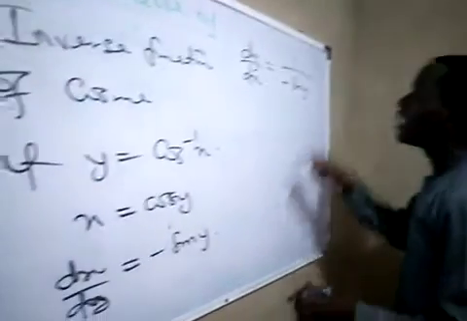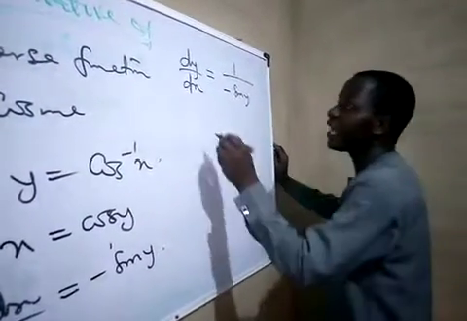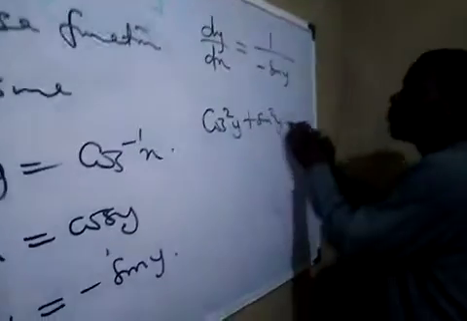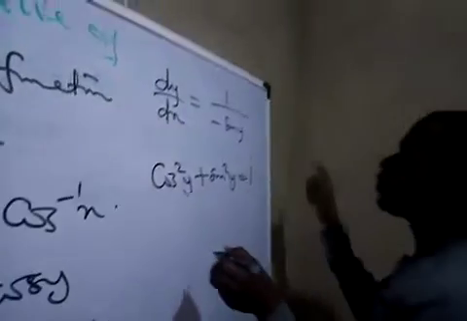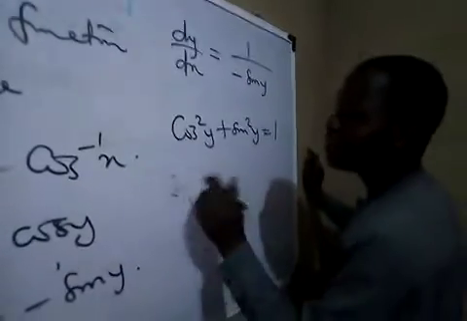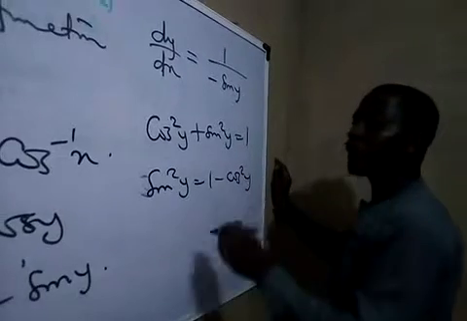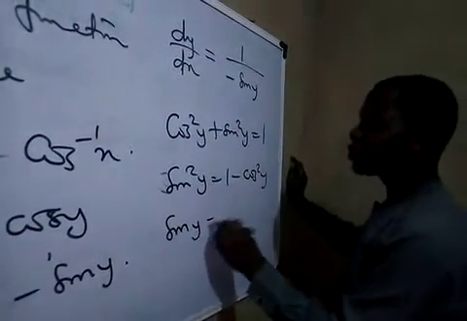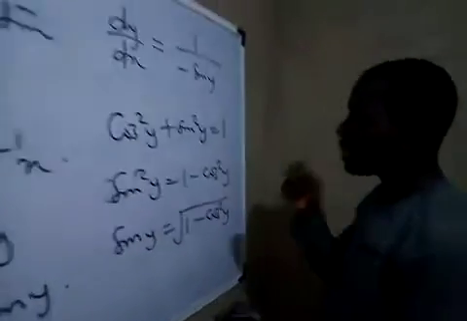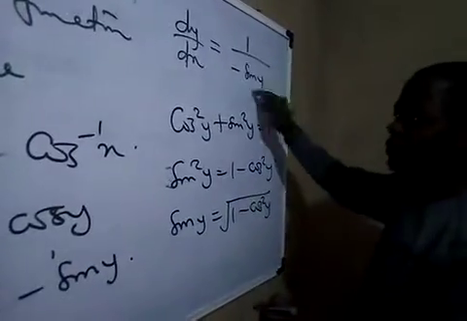But our determination is to get that in terms of x. So recall that in trigonometry we say that cos square y plus sin square y equals 1. So I want to make this the subject of the formula. We have sin square y equals 1 minus cos square y. So finally I have sin y equals square root of 1 minus cos square y. So now let me come back and substitute for this.